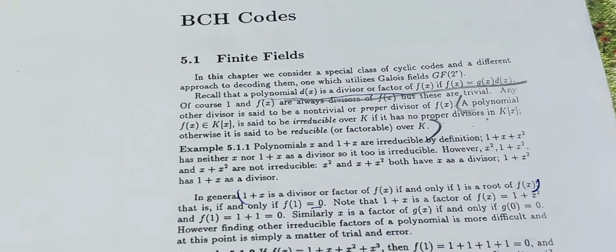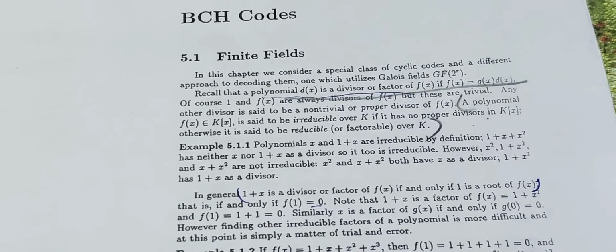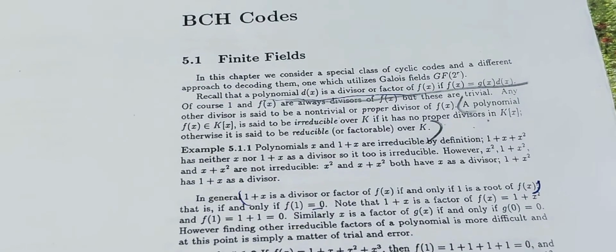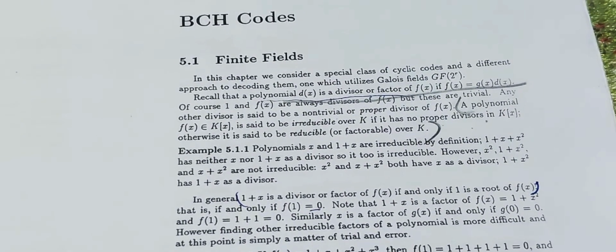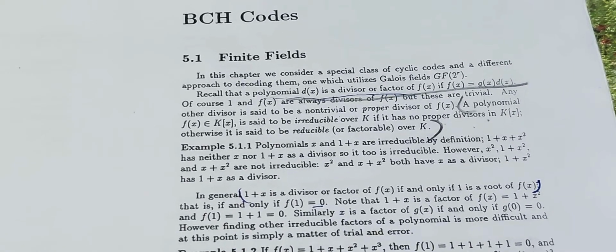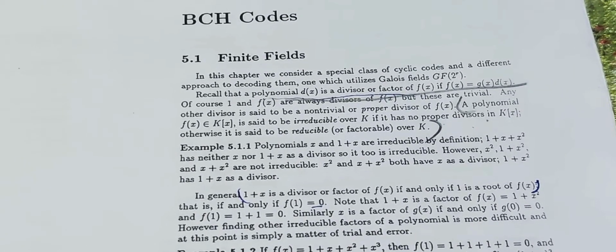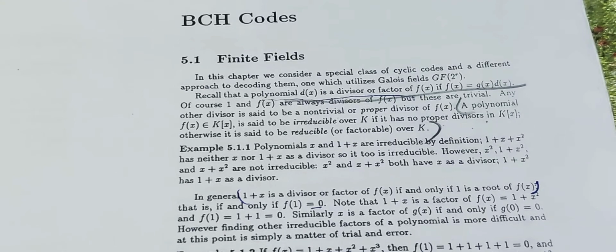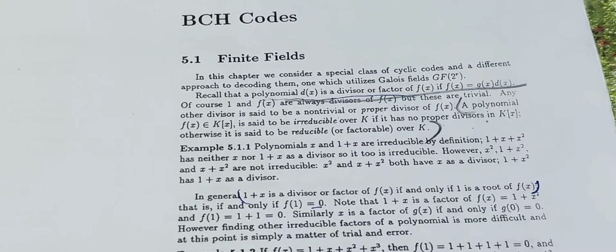So we discuss all these things here too. The first one: a polynomial d of x is a divisor or factor of f of x if f of x is equal to g of x into d of x. So d of x is a divisor of f of x, that means f of x is equal to g of x into d of x. Also, f of x is always a divisor of itself, a trivial case.